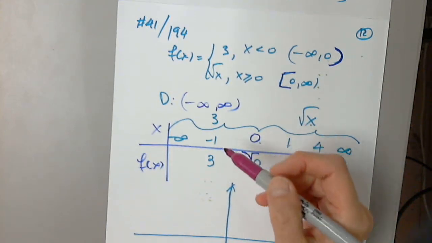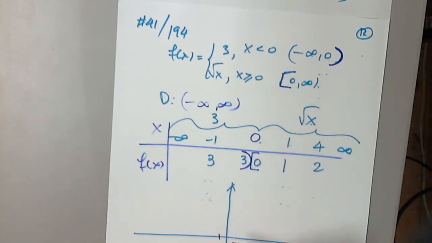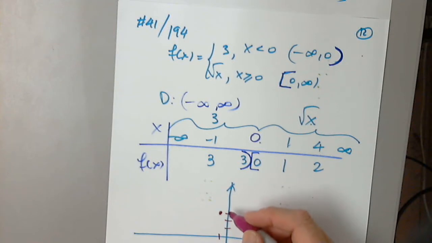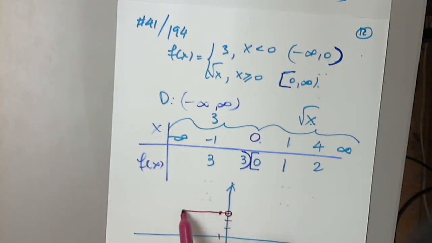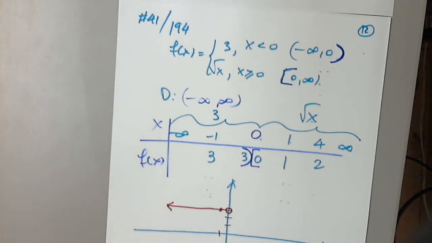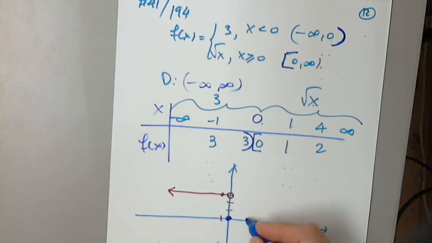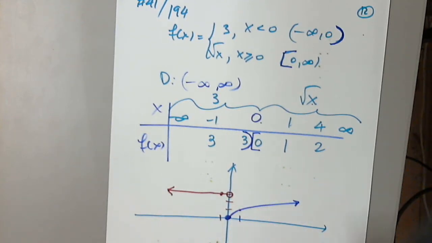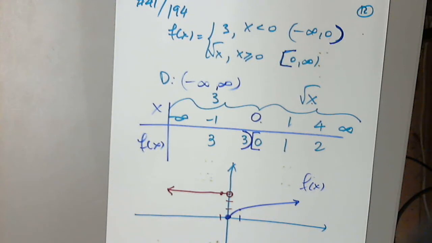The first ordered pair from left to right, negative 1 comma 3, full point. But then 0 comma 3, what type of point? Very good. Now the other branch, 0 comma 0, this is a full point. And 1 comma 1, and so on and so forth. So this is our function, f of x. As you see, it has a gap, or a jump, we call it.